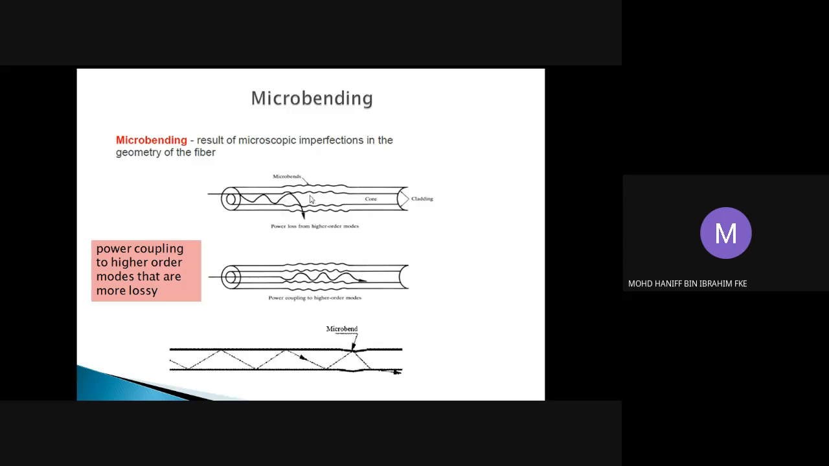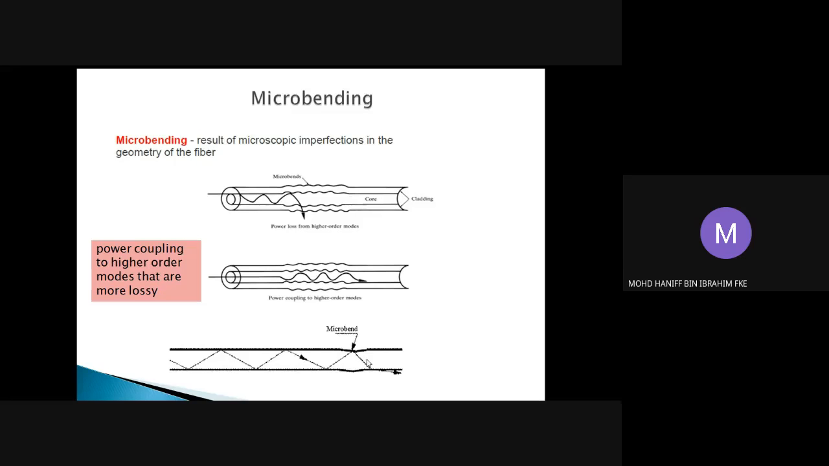So due to this microbend, we can say that the light will not fully propagate in the core structure, but somehow it will be radiated, it will propagate in the cladding, and it will actually decay as radiated or leaky modes in the cladding structure. Okay, so this is the case of this microbending effect.